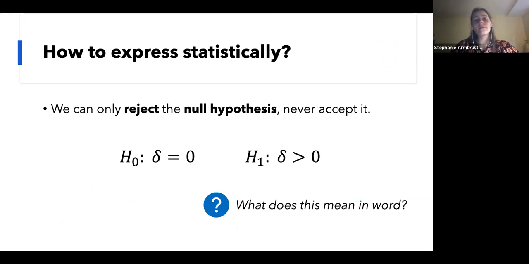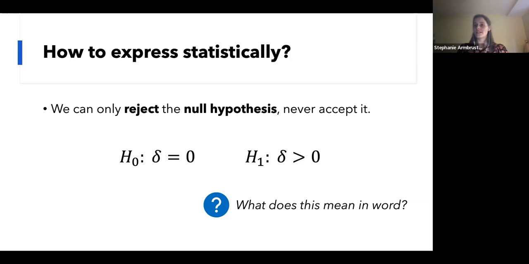Great. So now we have a mathematical notation, the delta, and a mathematical way of computing our metric, the variable that we're interested in: the difference in average blood pressure. And now the question is, how can I express this question or this hypothesis, that it's lower, in a statistical way?